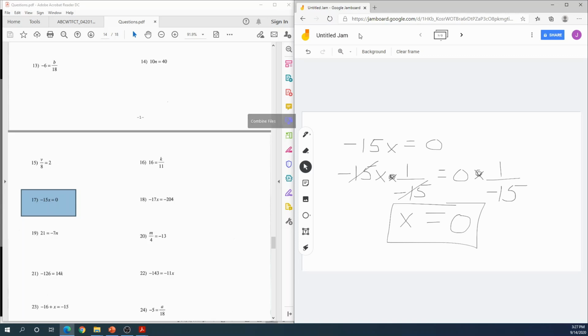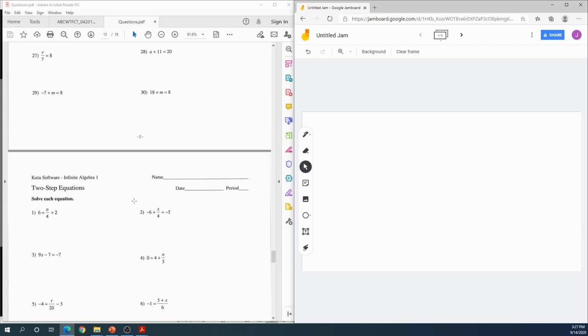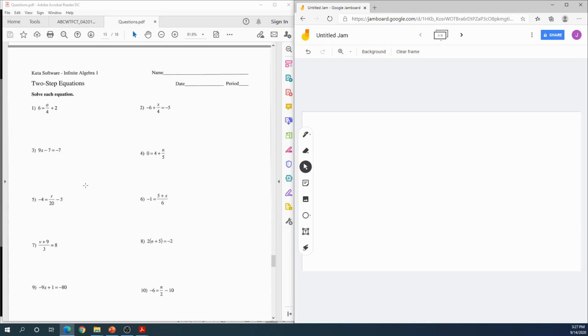Now let's jump into something a little bit more fun. Let's look at some two-step equations. So number 1, 6 is equal to a over 4 plus 2. So again, we want to isolate the a. We have to do the same thing to both sides of the equation. So we'll subtract 2 from the right, subtract 2 from the left. So 6 minus 2 is equal to 4. And this is equal to a over 4.